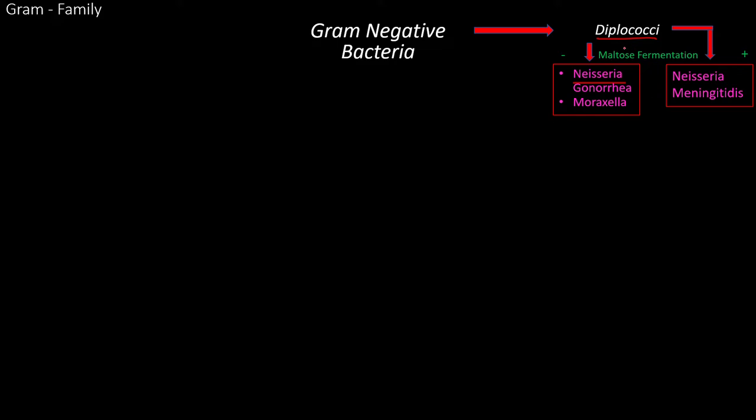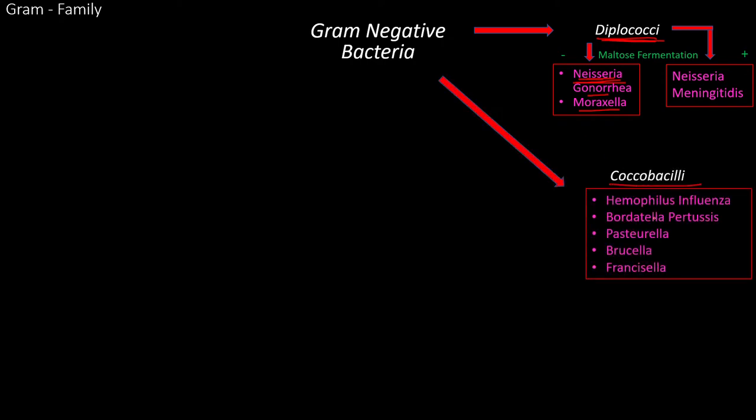But they're not cocci. The only cocci are Neisseria, a Neisseria family, by the way, which has two subspecies, and Moraxella. Moraxella is pretty rare, don't worry about it. But basically, how do you tell? You look for maltose fermentation. So if the diplococci you see ferments maltose, it's Neisseria meningitidis. If it does not, it's Neisseria gonorrhoeae. It's the STD. You know about gonorrhea, right? That's it for diplococci.